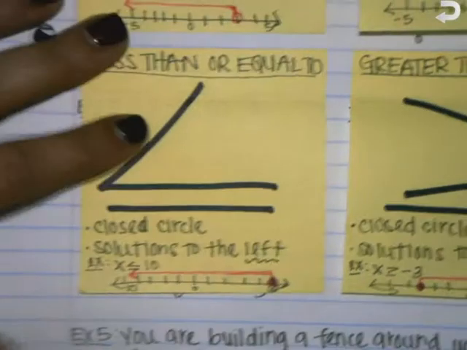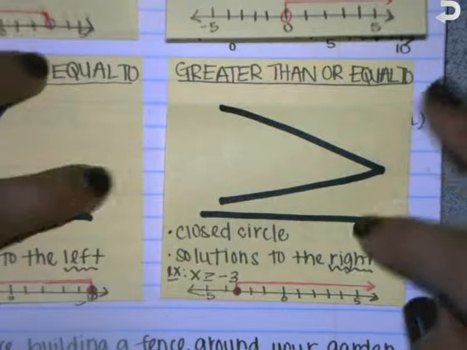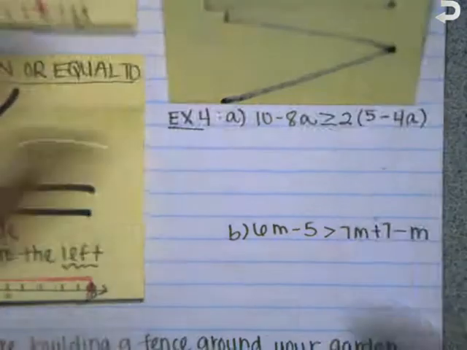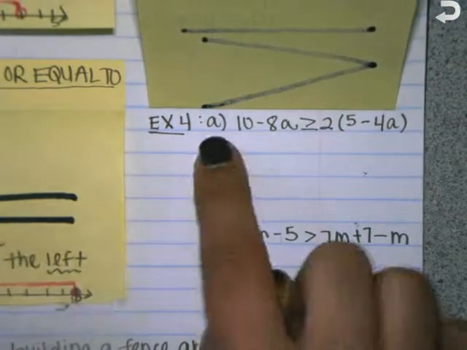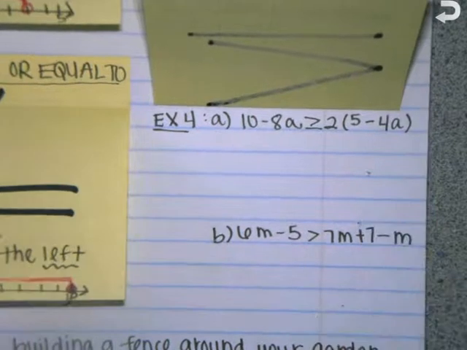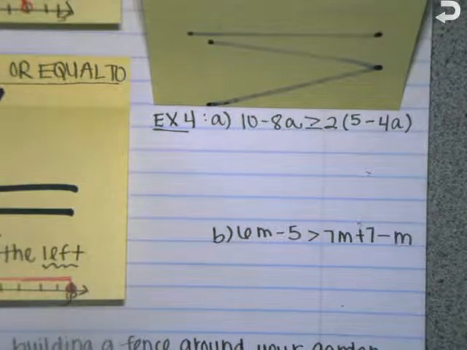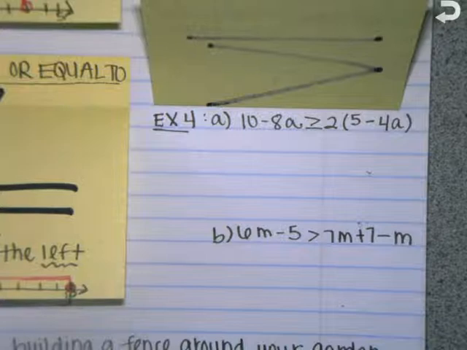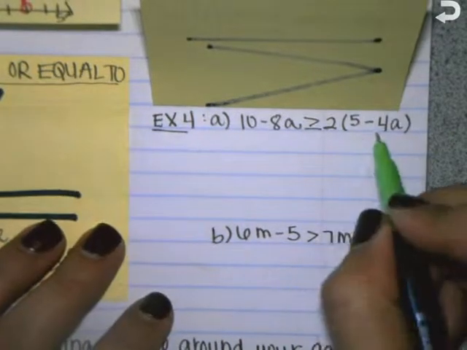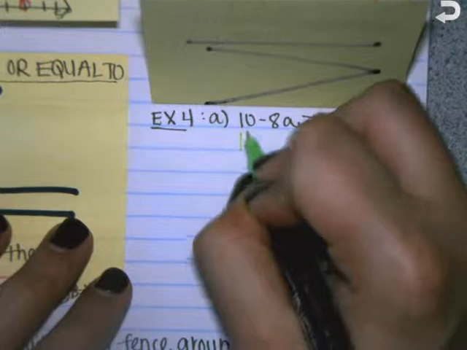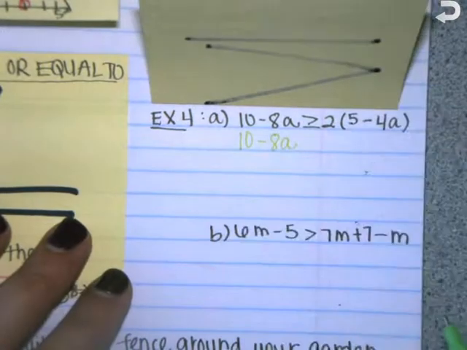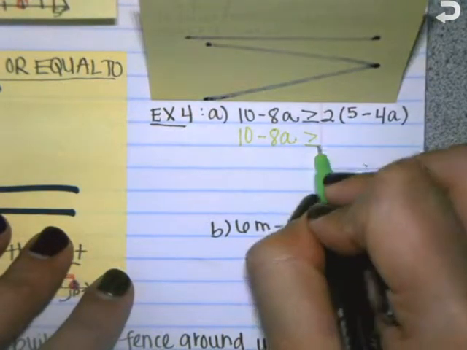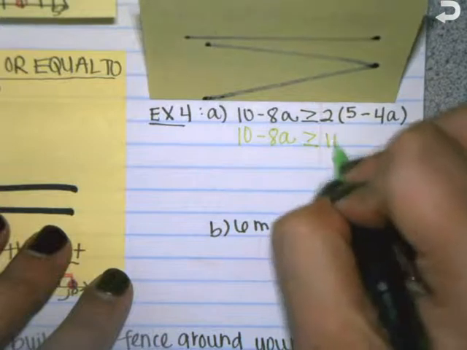All right, example 4 goes under greater than or equal to. Example 4 has 2 parts, part A and part B. Let's just worry about part A for right now. So part A: 10 minus 8A is greater than or equal to 2 times 5 minus 4A. On the right-hand side, I see distributive properties. So let's distribute. That's going to give me 10 minus 8A on the left, greater than or equal to 10 minus 8A.